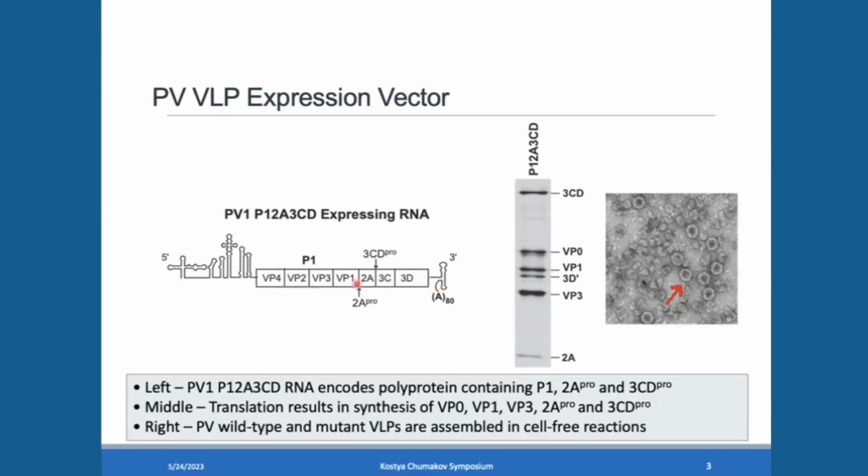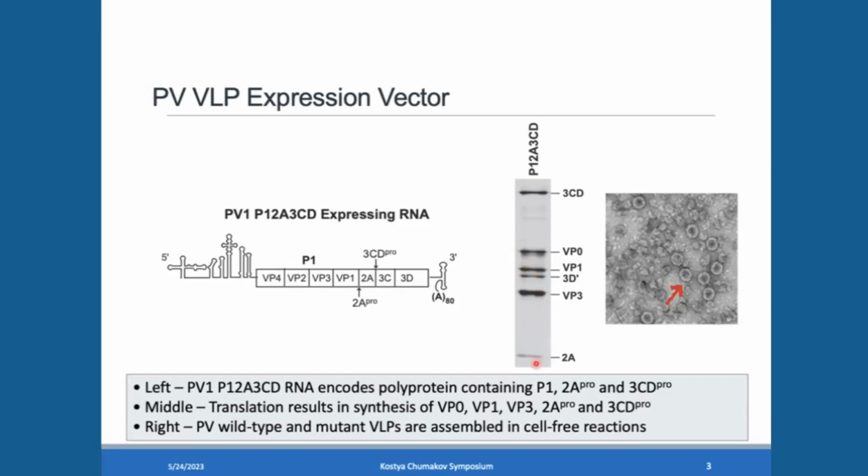So the idea was then we could just translate this RNA in the cell-free system, and it should then make the appropriate proteins. I've got a gel here where you can see that we do get the proteins that you would predict. We have the 3CD, we have VP0, and then we have VP1 and VP3, and those are the 3 proteins that go into making empty capsids.